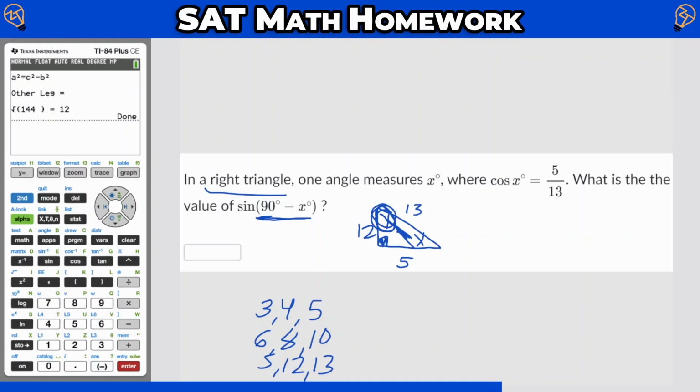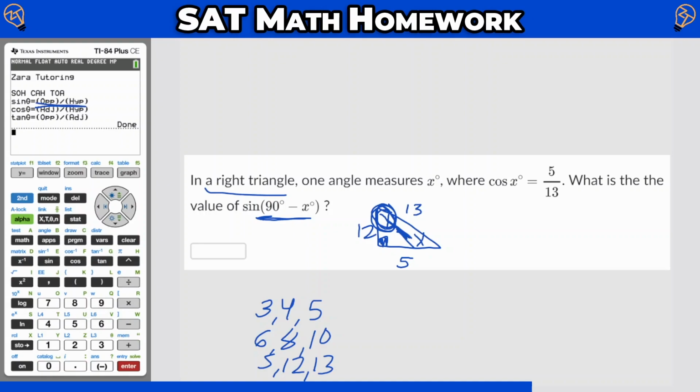So from this angle, what's sine? Well, remember, if we go back to our program, sine is just opposite over hypotenuse, and opposite over hypotenuse gives us 5/13. Well, so you would just type in 5/13, call it a day. But you might be wondering, why is it the same thing? Well, that's what we call the cofunction identity.